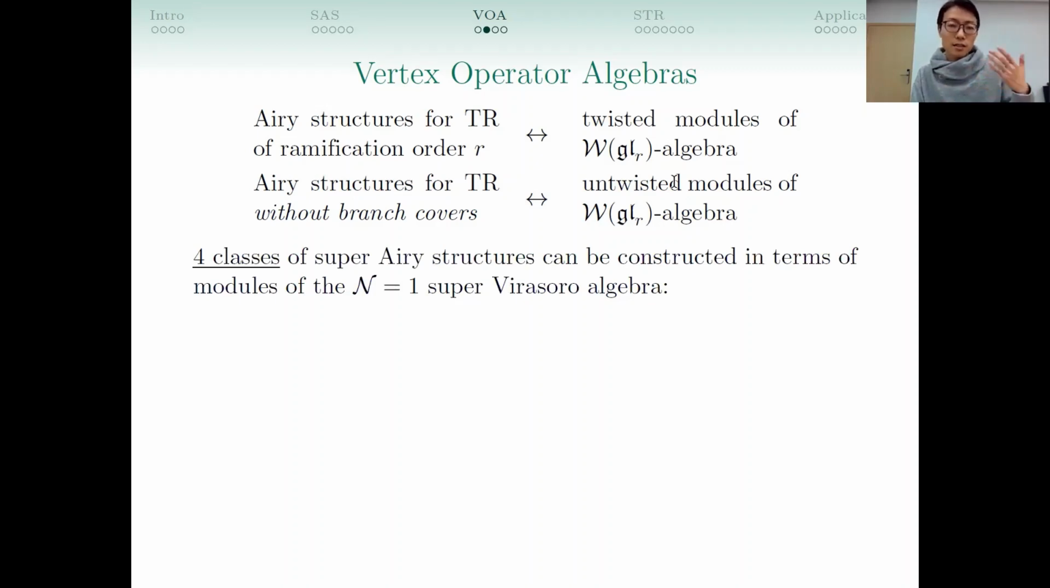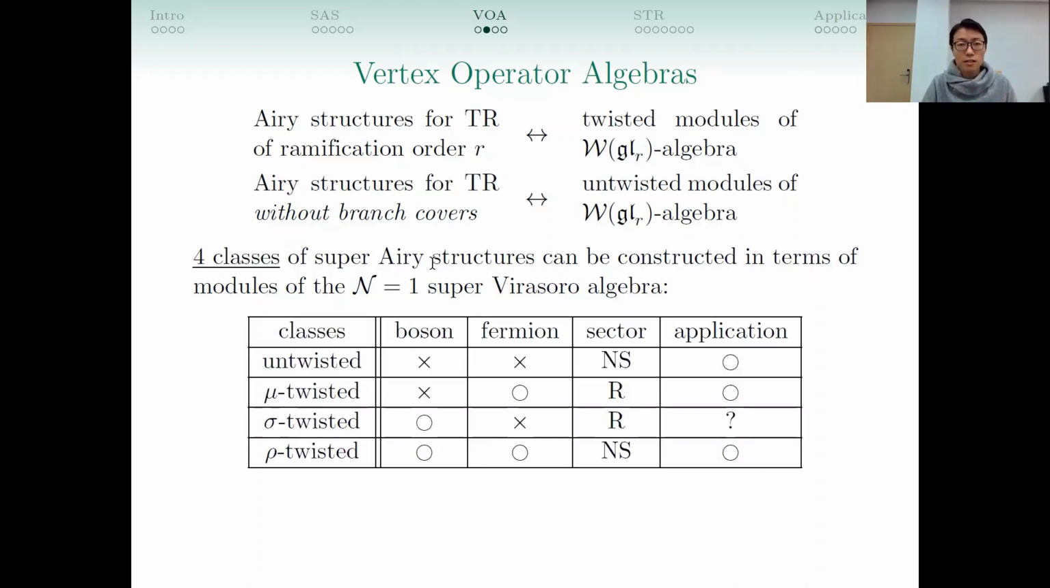And it turns out, so now we take this guidance. You want to construct super structures from modules of super Virasoro algebra, which is the supersymmetric generalization of GL2. And it turns out there are 4 classes, not just 2, right? Like ramified or not ramified. There are actually 4 classes of super structures that you can construct. And this is just a table.